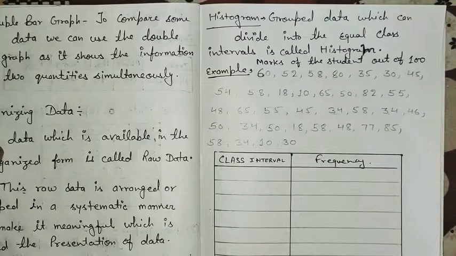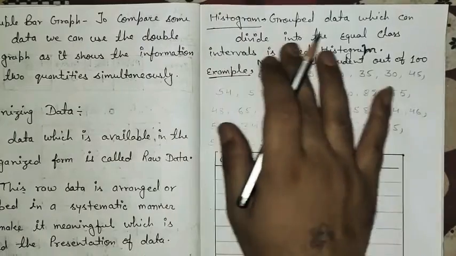Interval means class size. So like, how many students are getting between 10 to 20 marks, how many students are getting 0 to 10 marks, how many are getting 30 to 40 marks, how many are getting 50 to 60 marks, likewise. So I can easily identify how many students have to improve themselves and how many students are doing very well. So it is a process of histogram.